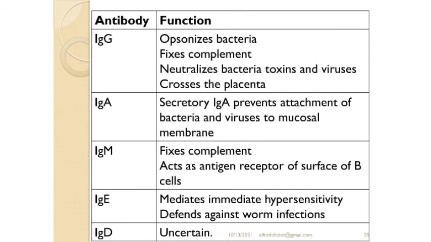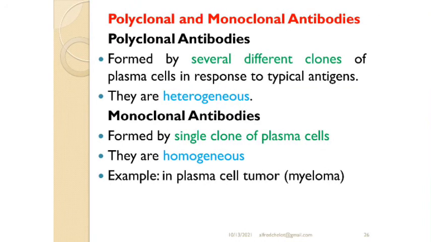Moving on to immunoglobulin M, so this one fixes complement, and it also acts as antigen receptor on the surface of B lymphocytes. For immunoglobulin E, it mediates immediate hypersensitivity, that is type 1, type 2, and type 3, and it also defends the host against worm infections. And the function of immunoglobulin D is unknown or uncertain.